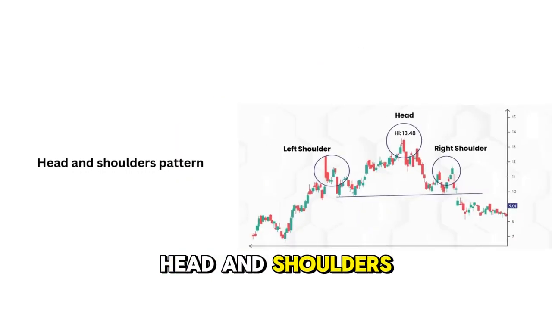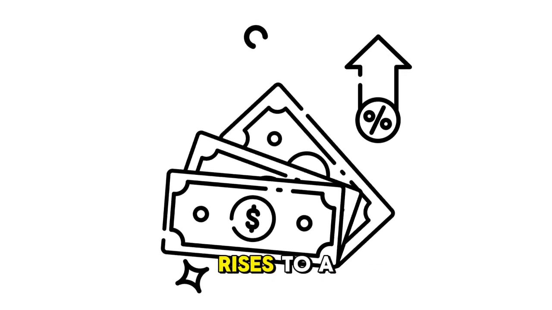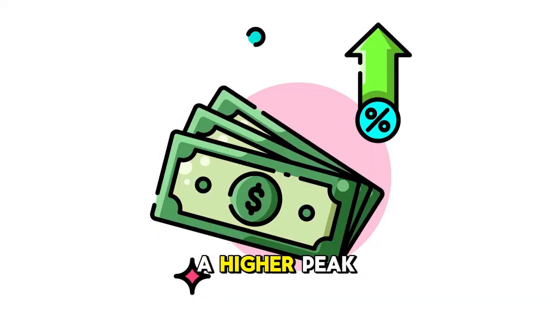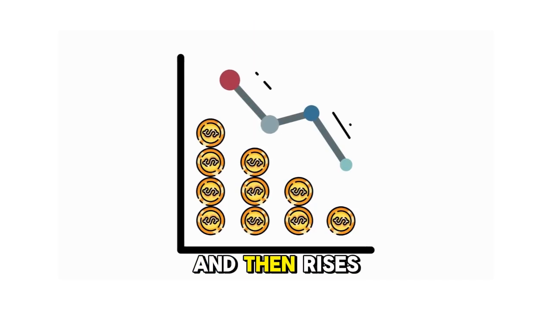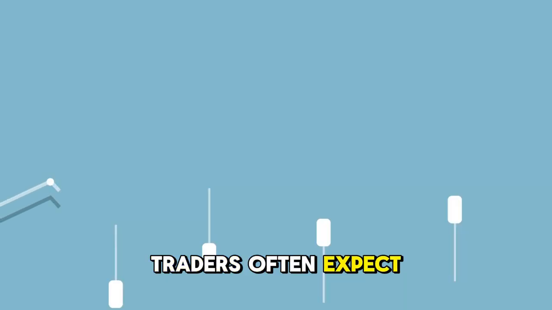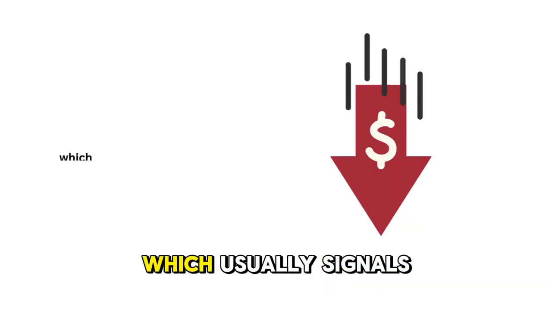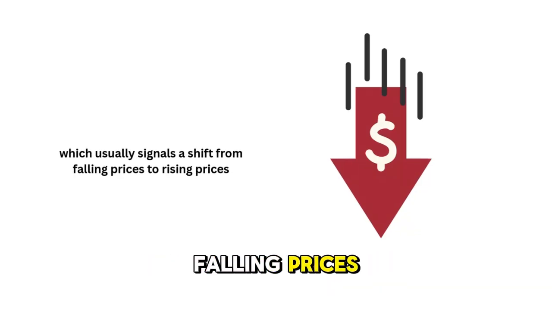First is the head and shoulders pattern, which is one of the most famous reversal signals, where the price rises to a peak, falls, rises to a higher peak, falls again, and then rises to a lower peak before dropping. And when this forms, traders often expect a downward move. The opposite version is called an inverse head and shoulders, which usually signals a shift from falling prices to rising prices.